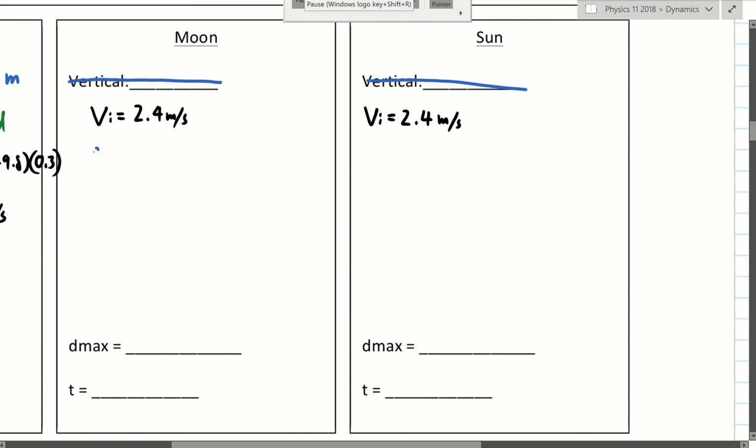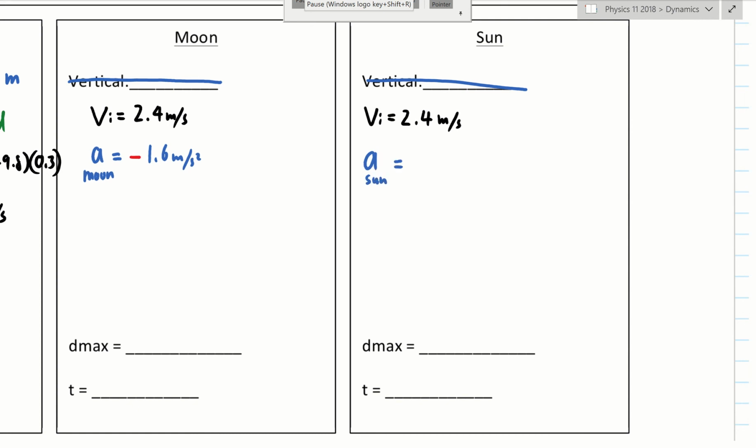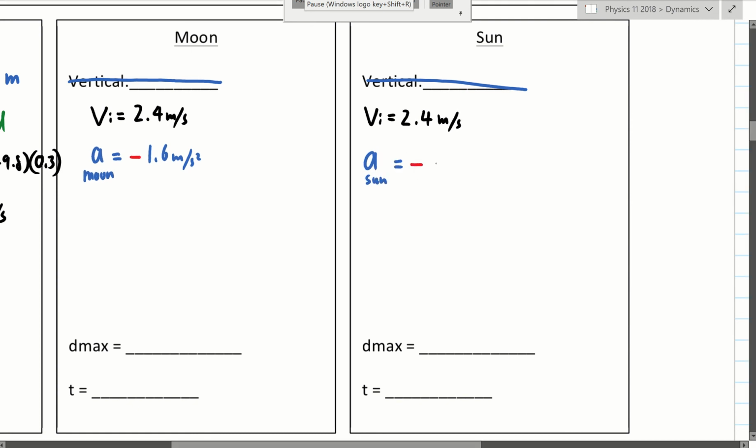But what is different in here is the acceleration. On the moon, the gravity acceleration is negative 1.6 meters per second squared instead of 9.8, right? Now on the sun, that is very big though, right? It's like 274 meters per second squared. Now, so how far can you jump? So what is your maximum jumping height?